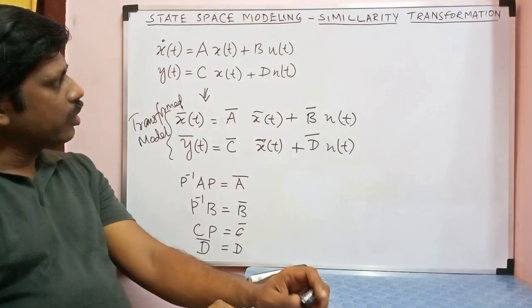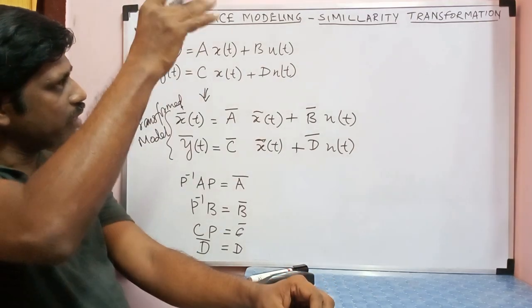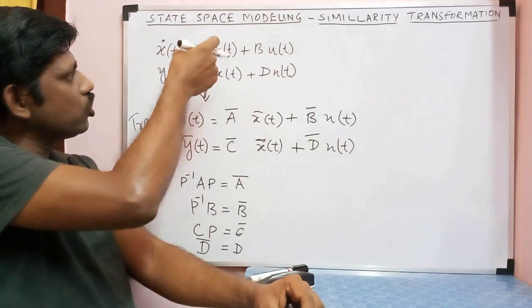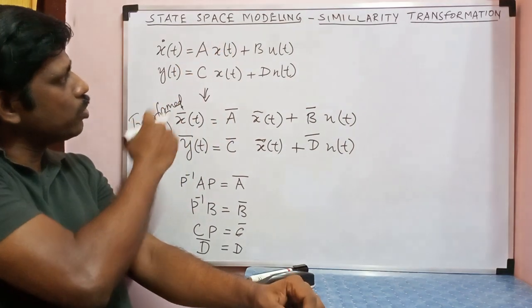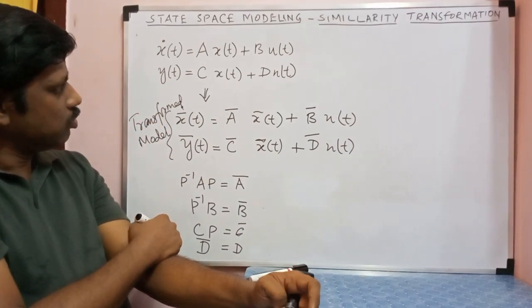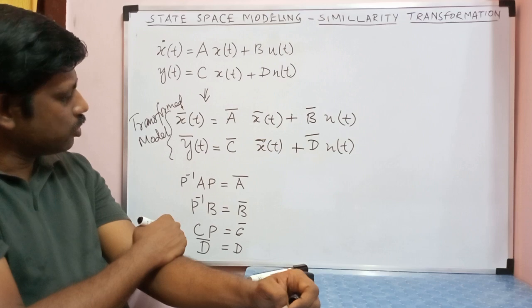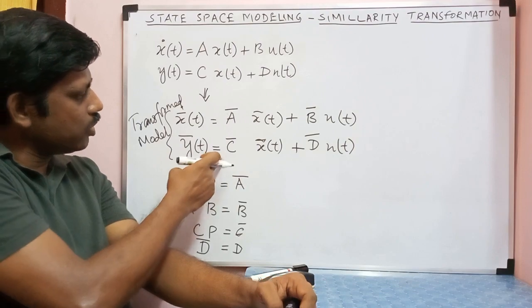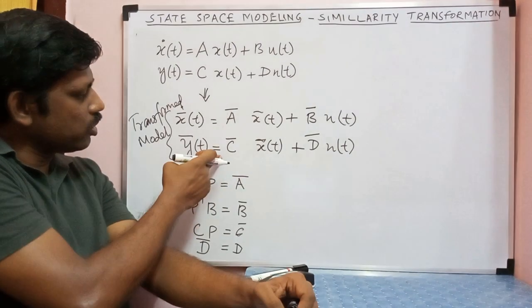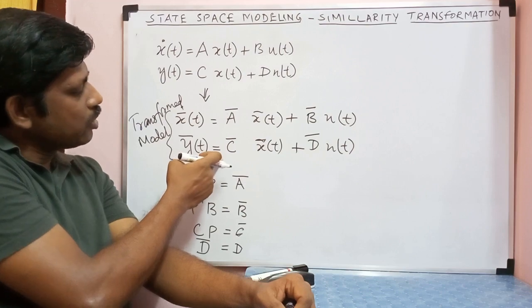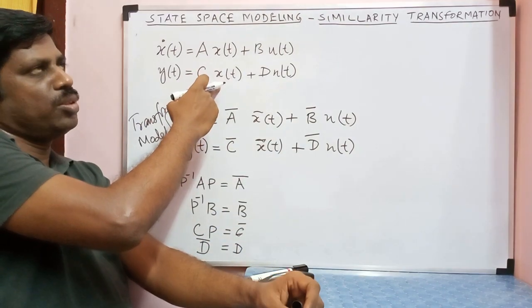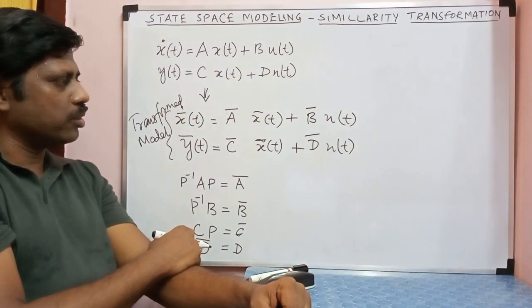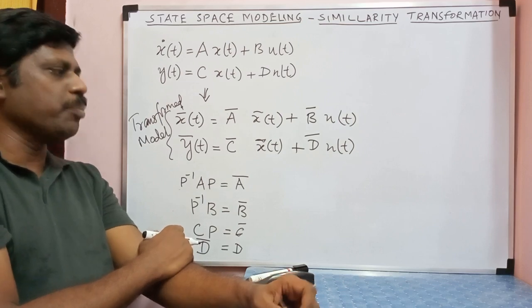Now we got this transformed model. Well, now the question is, I had a physical system. I modeled it in state space and got this model. Now I have transformed this to this model. So the question is whether this mathematical model, this state space model, represents the same system which the original state space model represented. That is the question. That is what we are going to examine now.